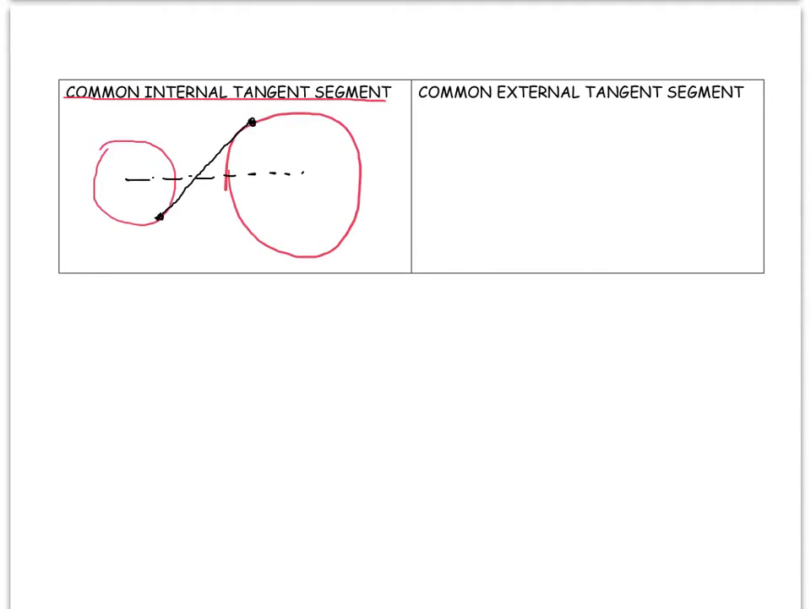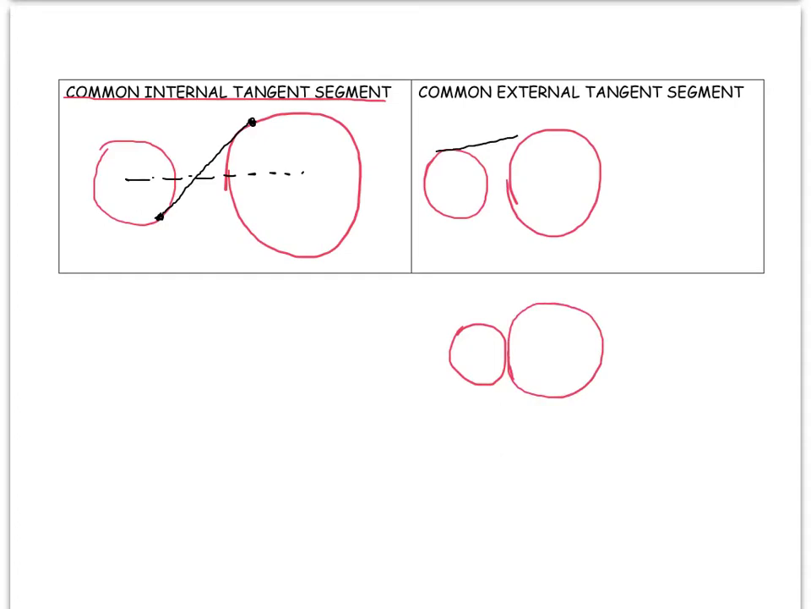The common external tangent segment, I can start with either circles that are disjoint or circles that are tangent. And this connects the outer parts of the circle.